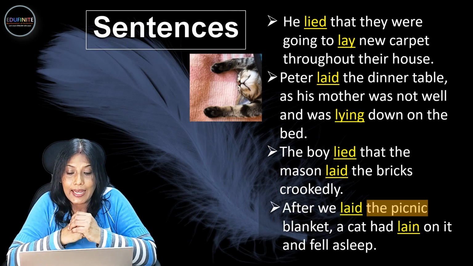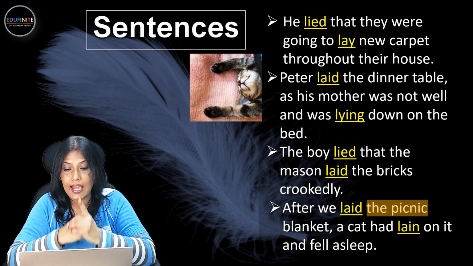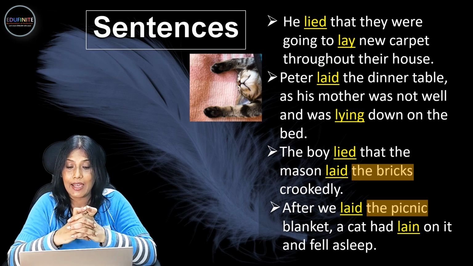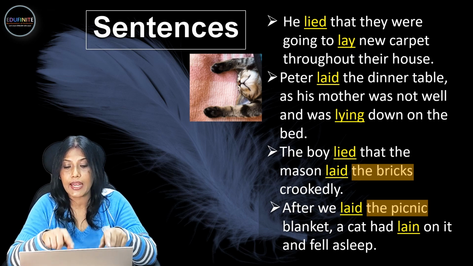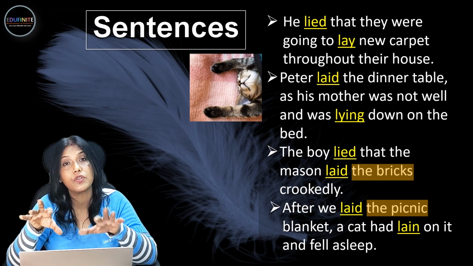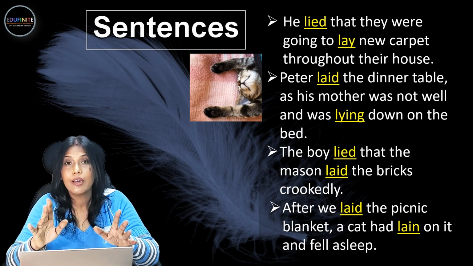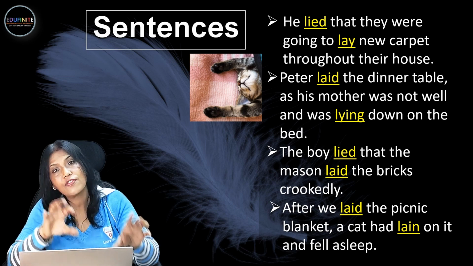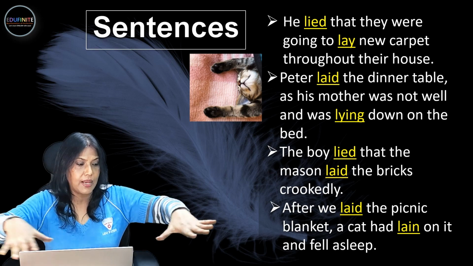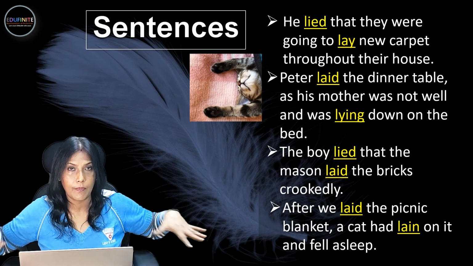Next. After we laid the picnic blanket. So see, this laid and that laid, both are the past participle of the verb lay. And since that's a transitive verb, see over there, laid the bricks, and here laid the picnic blanket. So both have direct objects. So whenever you use the verb lay, it's a transitive verb, so it will always have a direct object after it. So after we laid the picnic blanket, that means we placed it horizontally. We went out for a picnic. So naturally on the ground, we placed that blanket.